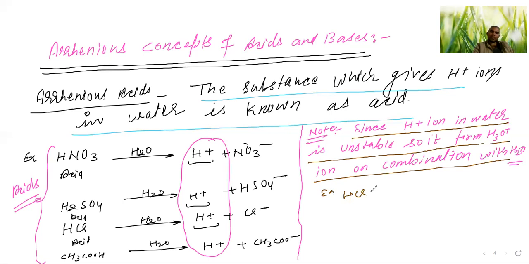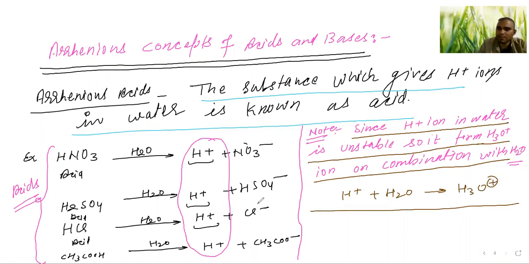Let me write in a different form, otherwise you may get confused. Here H plus is there, and there is H2O. So it is going to form what? One more bond is forming, H3O plus, right? Now, this H plus exists in the form of H3O plus.